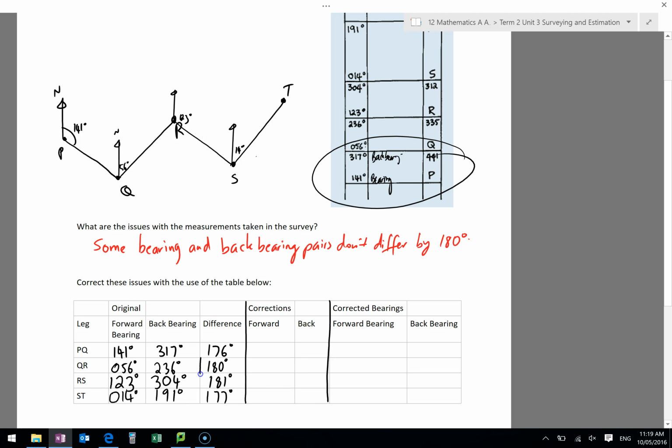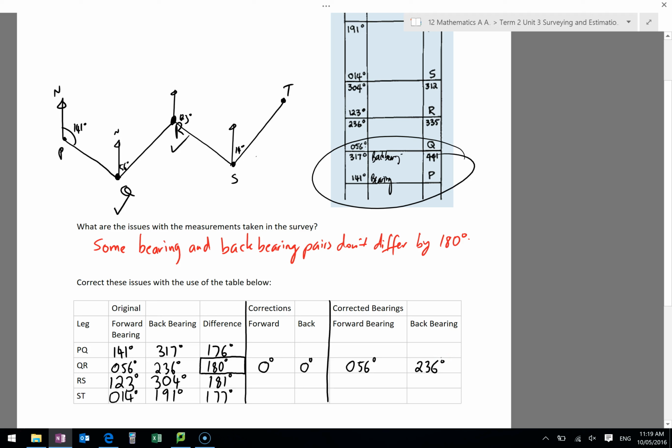And where we're going to start is look for one where there's no error. So between Q and R, we had bearing and back bearing that had a difference of 180. So the assumption that we're going to make is that it's okay at Q and okay at R. There's no power lines or big mountains there. We'll assume that they're the same, so we don't need to make any corrections here. And we'll keep the forward bearing and back bearing exactly the same.